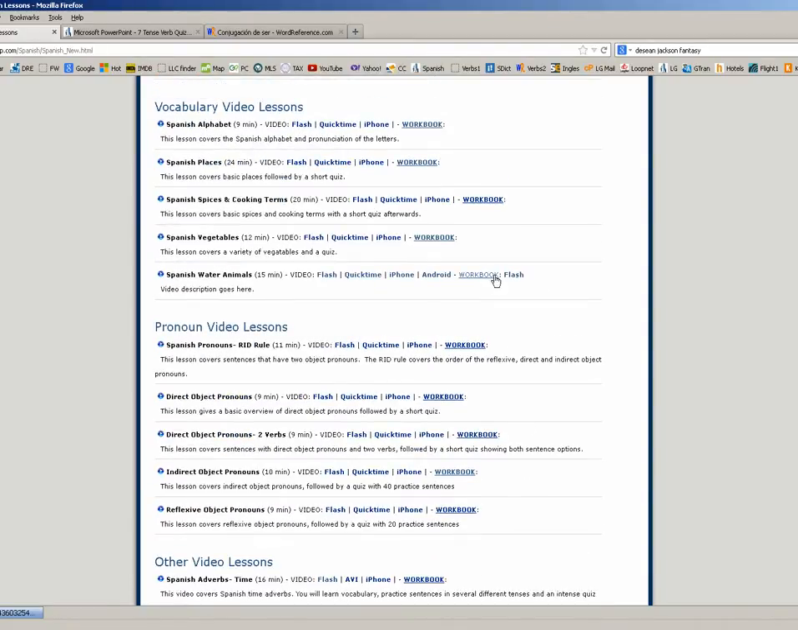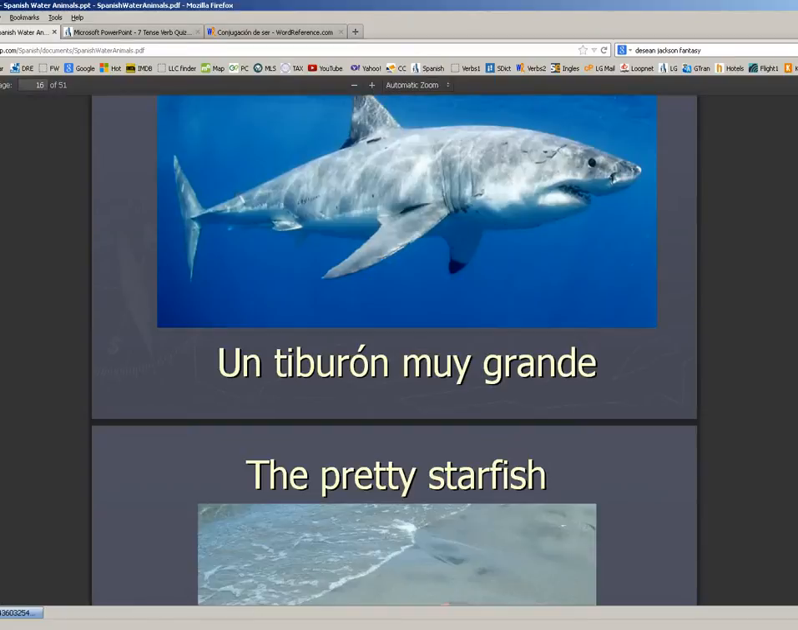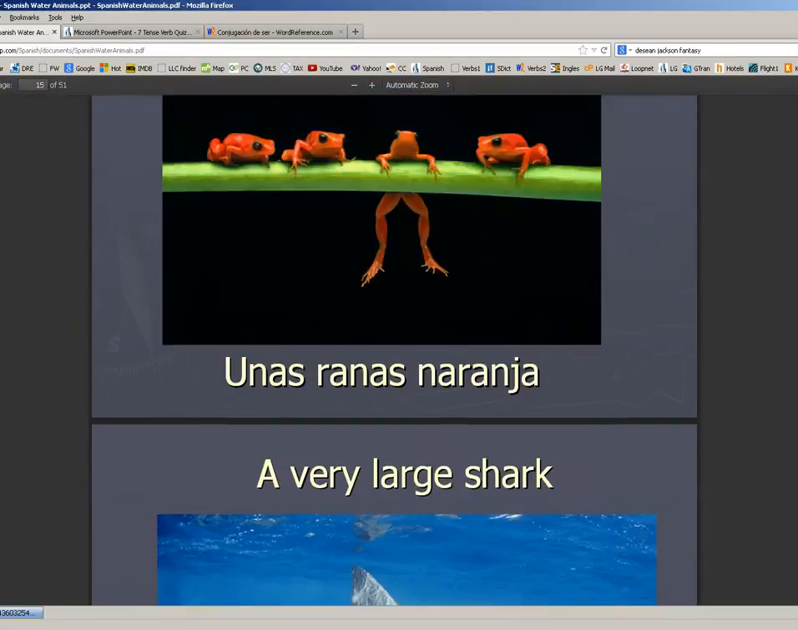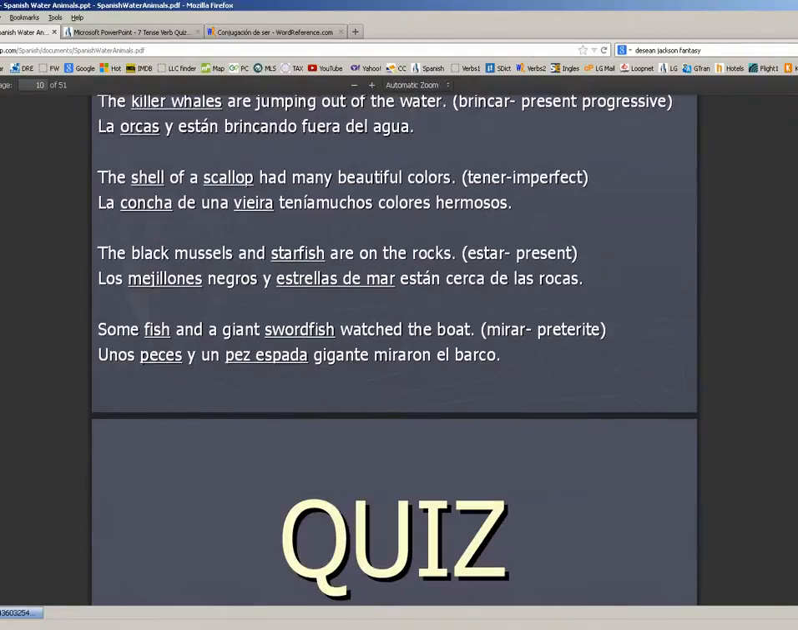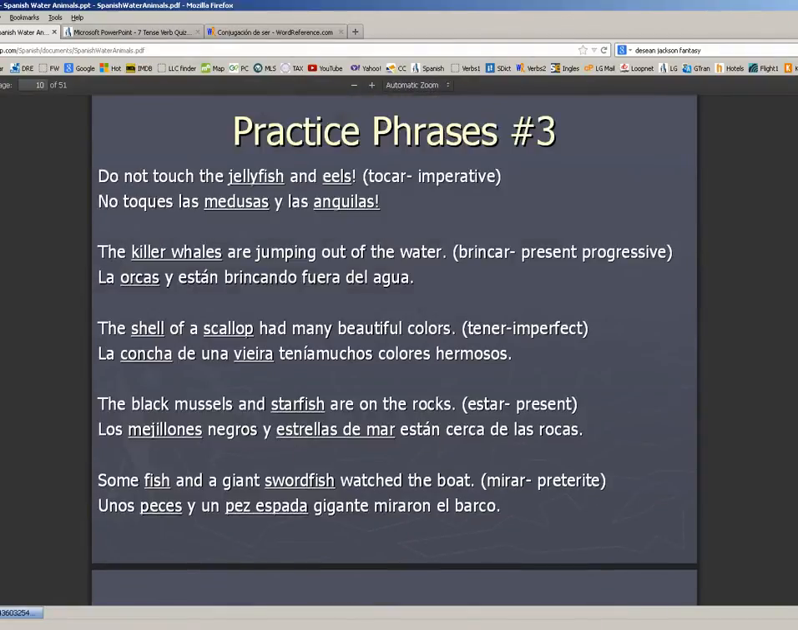There's one on water animals. Here's a workbook for that. There's pictures with animals. This is really good for kids. They can help them learn. Also, there's sentences you can practice in lots of different tenses. Those are more meant for intermediate people.